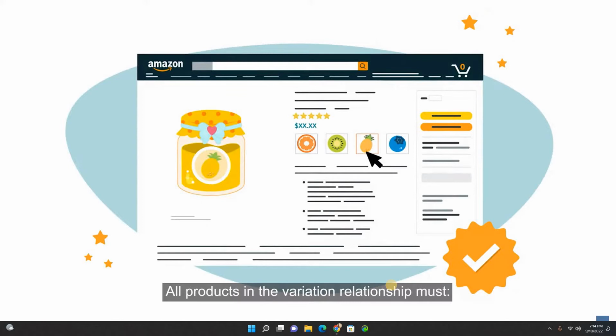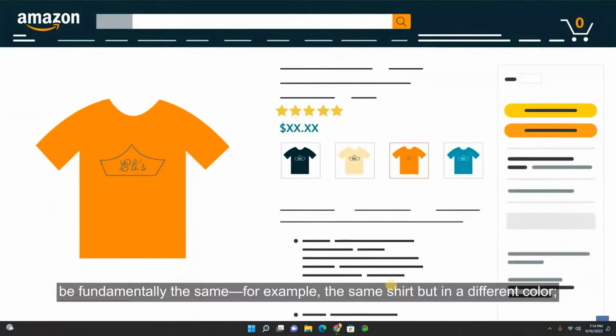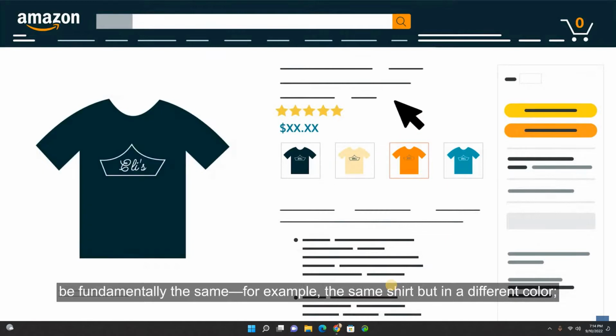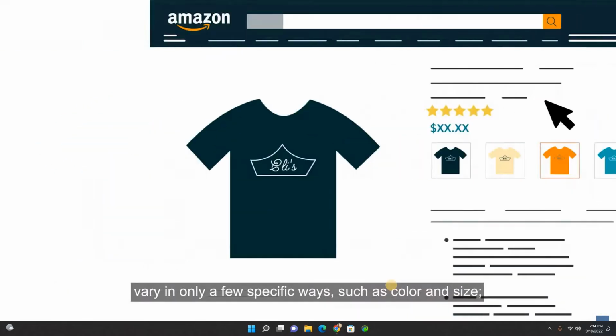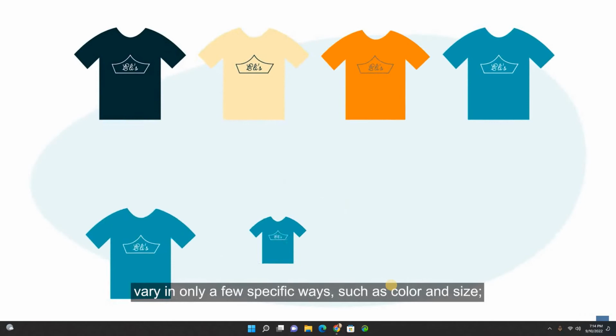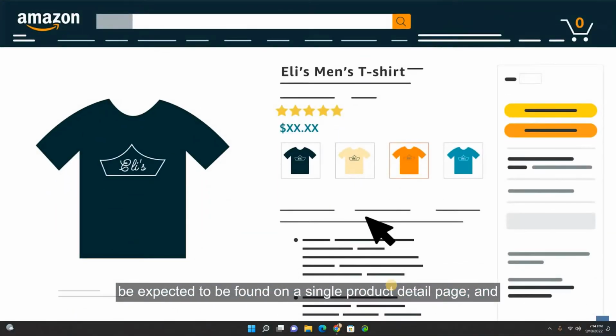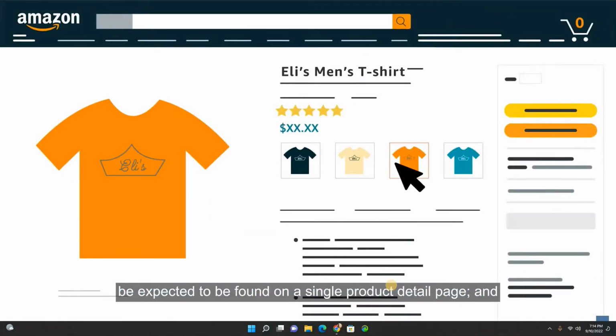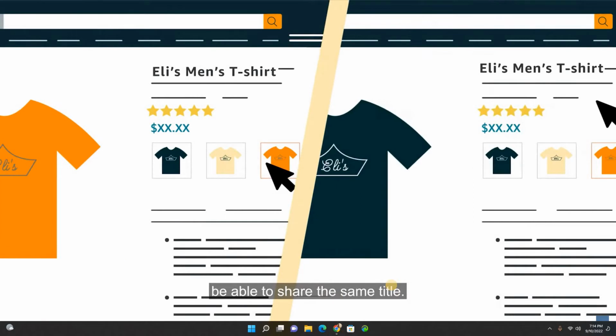All products in the variation relationship must be fundamentally the same. For example, the same shirt but in a different color. Vary in only a few specific ways, such as color and size, be expected to be found on a single product detail page, and be able to share the same title.